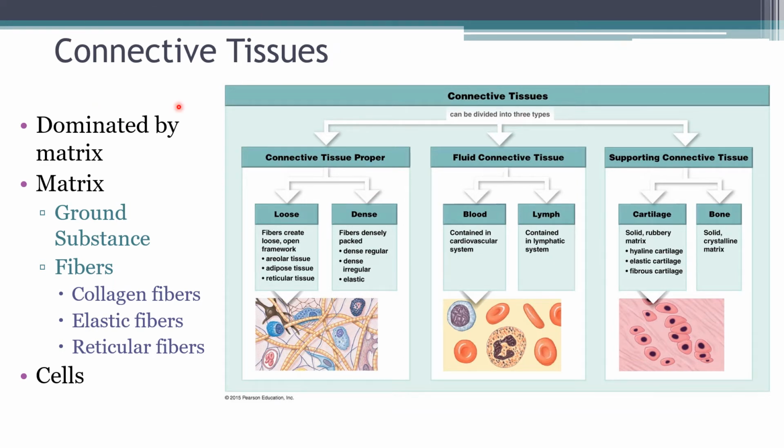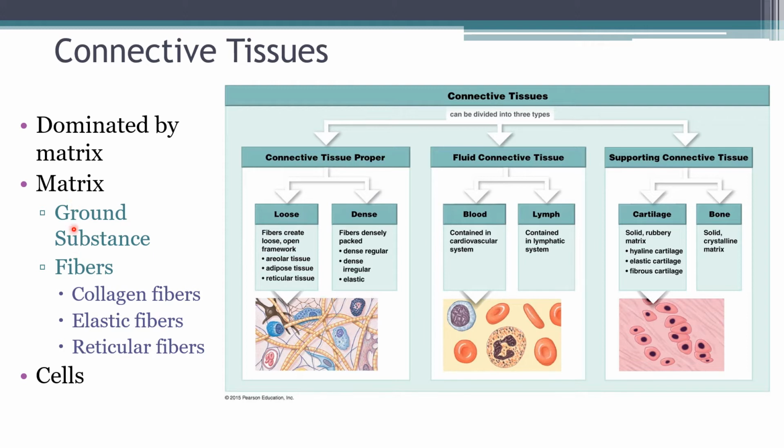Now in this video we're going to talk about the structure of connective tissues. Connective tissues are going to be the opposite of epithelial tissue. Remember, epithelial tissue was dominated by cells. Connective tissues are going to be dominated by matrix. So they're going to have cells and some nuclei, but mostly what you're going to see is this matrix, which remember is the stuff between cells.